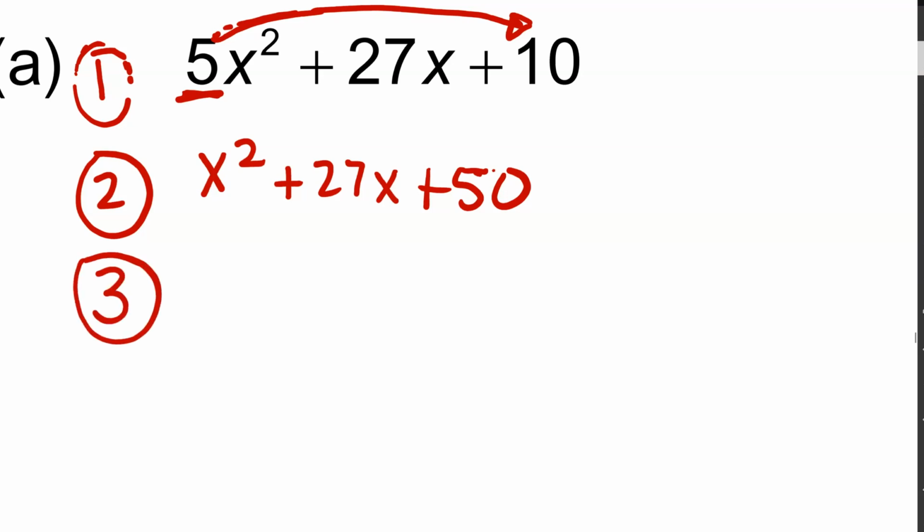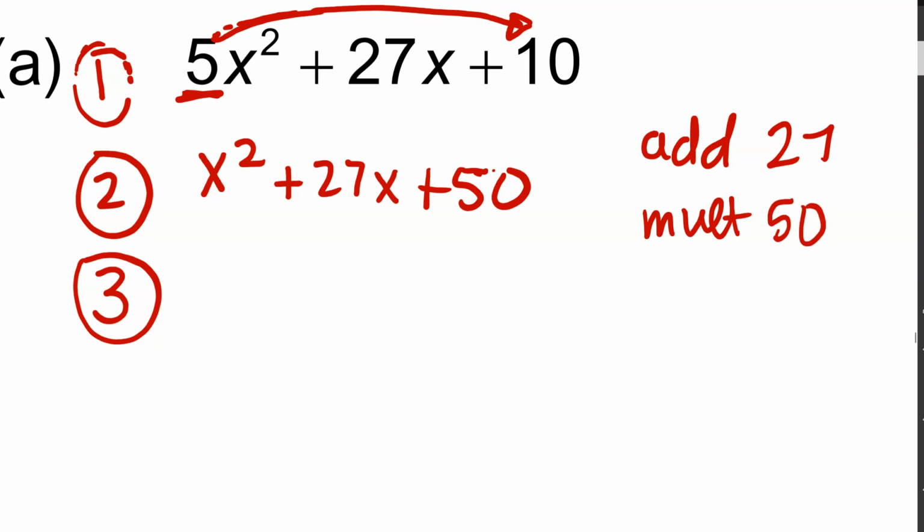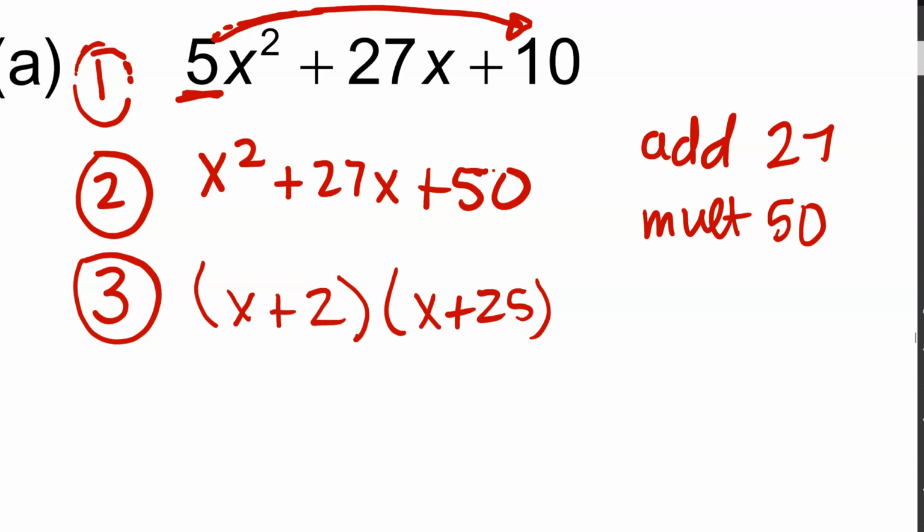I'm looking for what is going to add to 27 and multiply to 50. What adds to 27 and multiplies to 50? 25 and 2, right? If you have 2 quarters, 2 times 25 is 50. And if you add 25 and 2, you get 27. So I'm going to write it as x plus 2 and x plus 25. So this is my step 3, factor into binomials. We were looking for 2 numbers whose product was 50 and whose sum is 27.